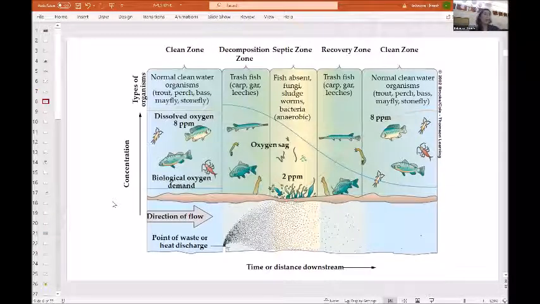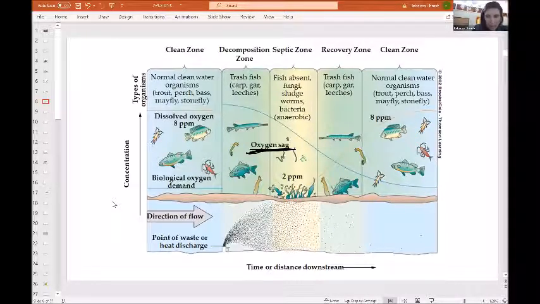Okay, so I mentioned earlier that we were going to talk a little bit more about oxygen-demanding wastes and dissolved oxygen. At some point, I'm almost positive that you're going to see a graph like this. There probably won't be as much information here, but there will be something where you have to look at an oxygen sag curve as it relates to water pollution coming from a point source, okay? So let's just kind of go through this, make sure we know what's really going on here.